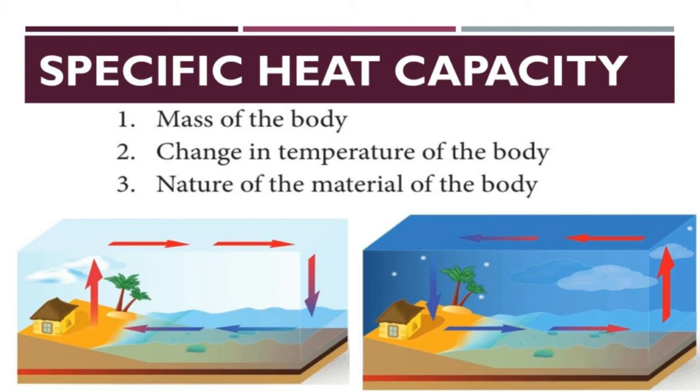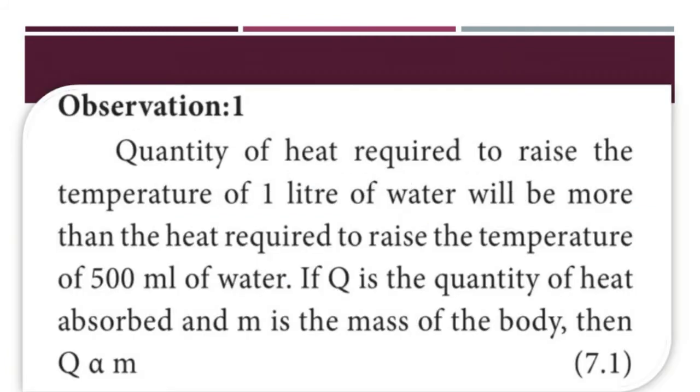In general, the amount of heat energy absorbed or lost by a body is determined by three factors. 1. Mass of the body. 2. Change in temperature of the body. 3. Nature of the material of the body. We can understand this from the following observations.